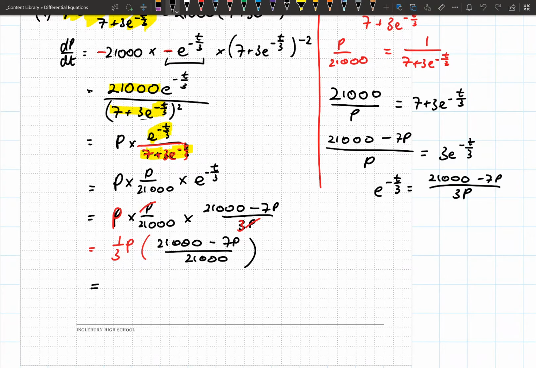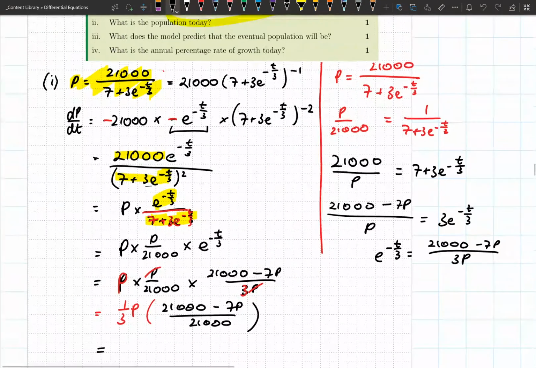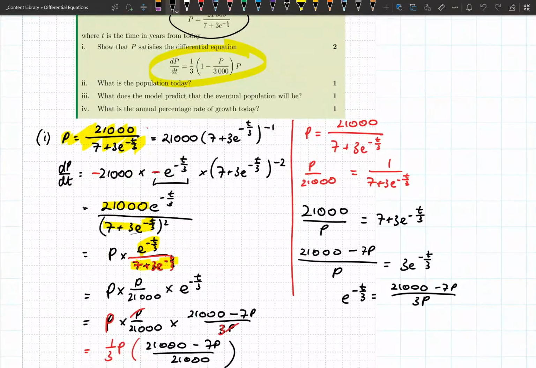And what can we do as a final step? Simplify? Well, simplify, yeah. But have a look at how they've written it. We've got the 1 over 3. We've got the P. How have they done this step, this middle part here?